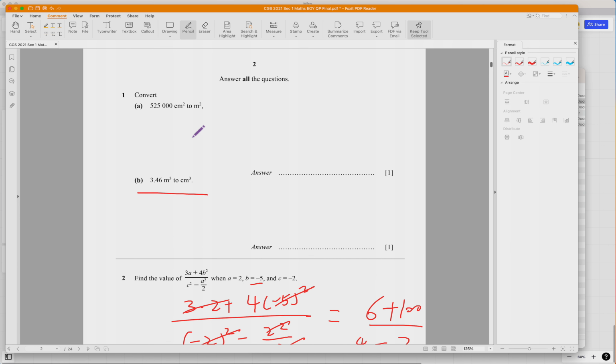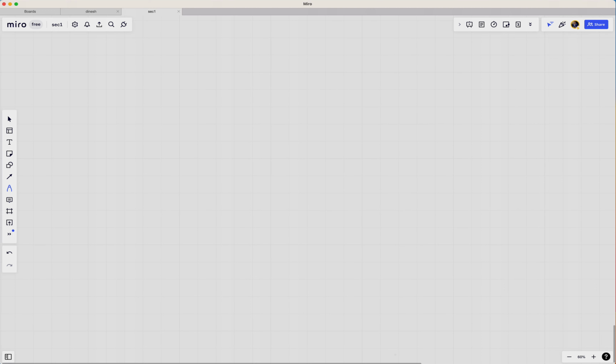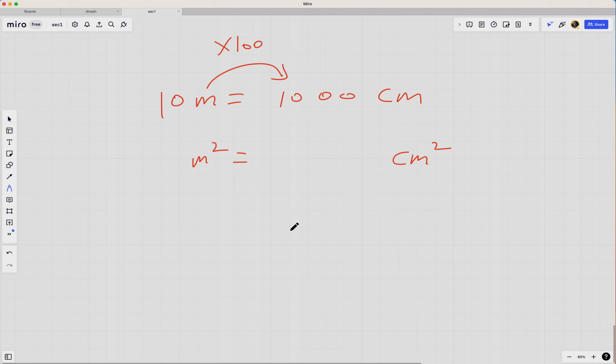Conversion. You still remember conversion or not? Did I talk about the normal conversion, like 10 meter is 100 cm, right? So what about meter square? Did I teach you? The conversion between this is times 100. Because over here you square it, right?